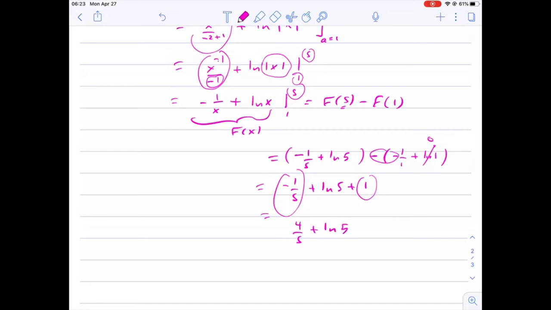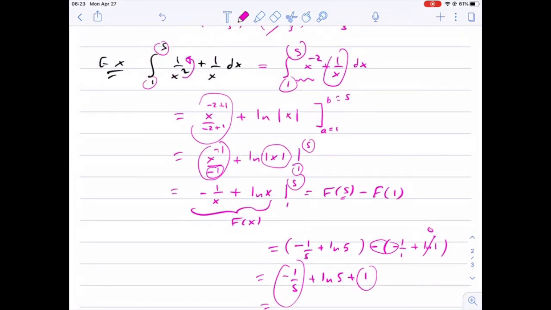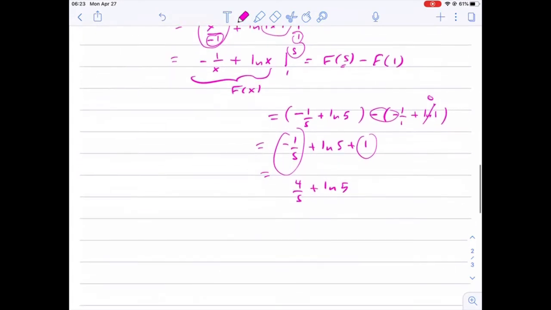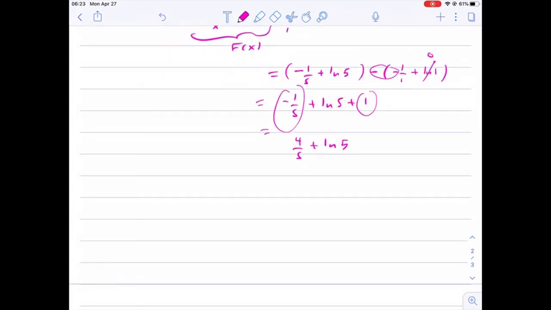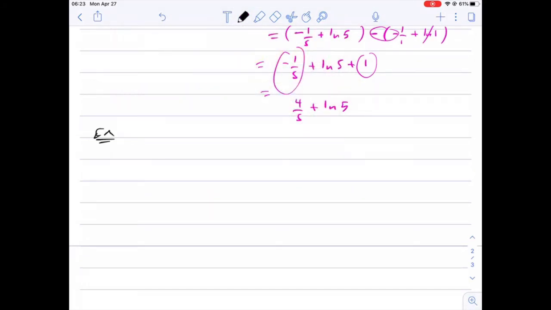We don't have c added to this because this is definite integral. For indefinite integral, we add c, the constant of integration. Now let's take another example. If we want to find the integral from 0 to 1 x over 1 plus x squared dx.